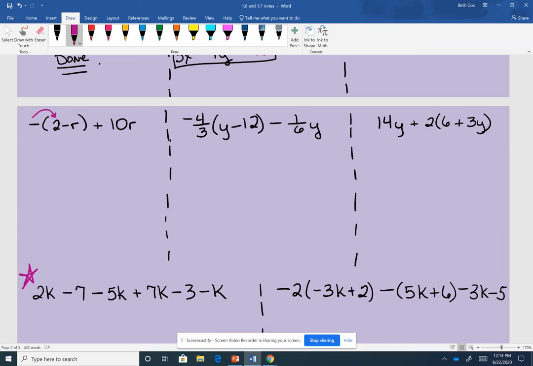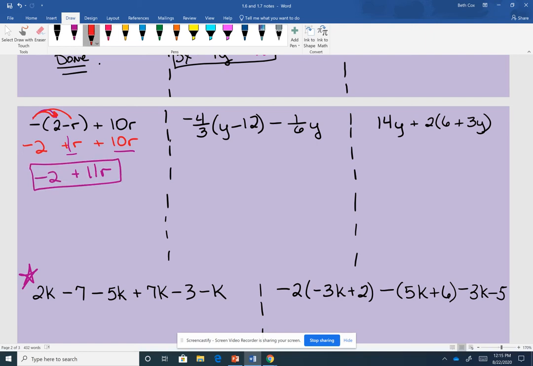So I'm going to distribute here. Oops, wrong color. So negative 2 plus r plus 10r, just bringing that one down. And now these are alike. There's a 1 here, so that's going to give me a sign same, add, keep the sign. So that gives me a negative 2 plus 11r.